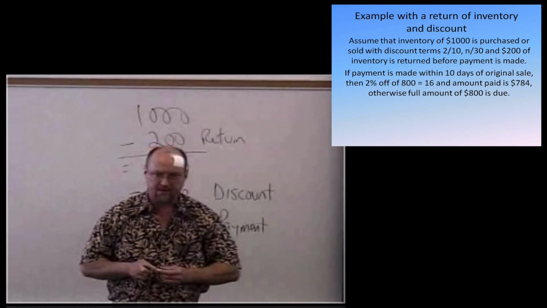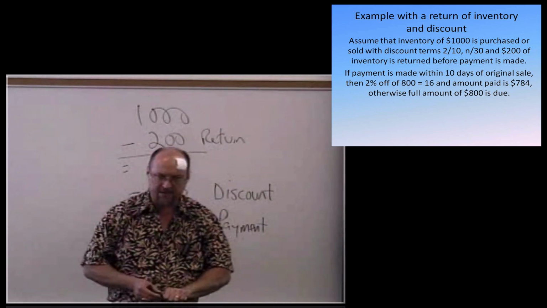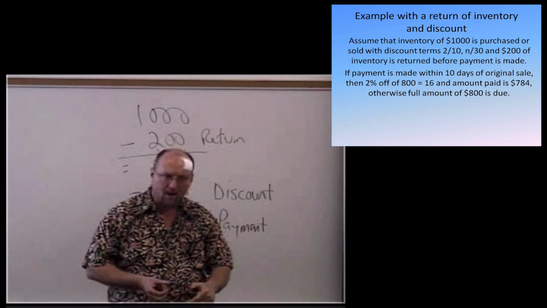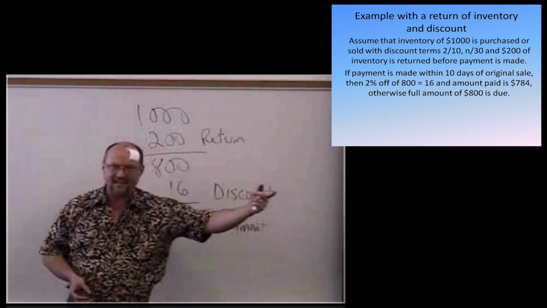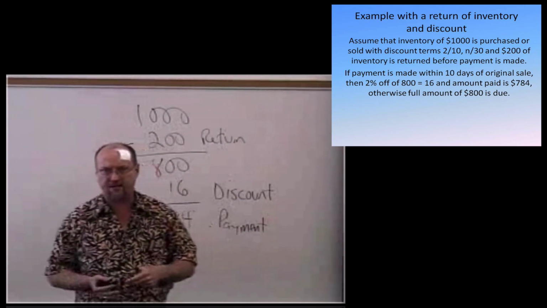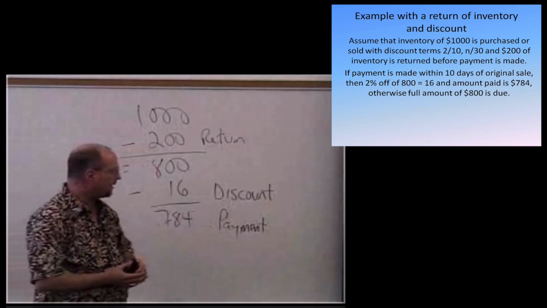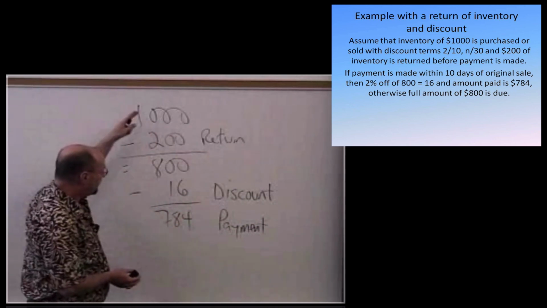Okay? So if they pay within 10 days, it's $784. If we buy it, we pay the vendor $784. If it's our customer, they pay us $784. Again, don't worry about the journal entries, but understand how the mechanics work.